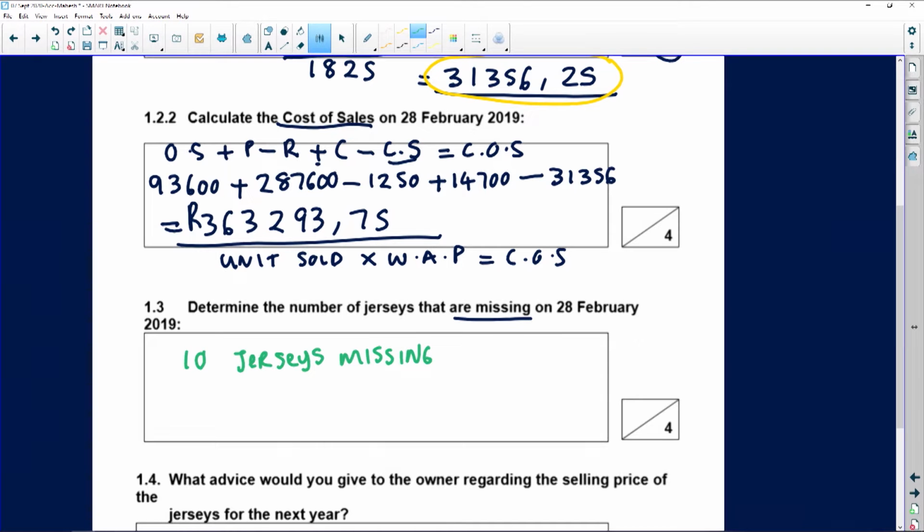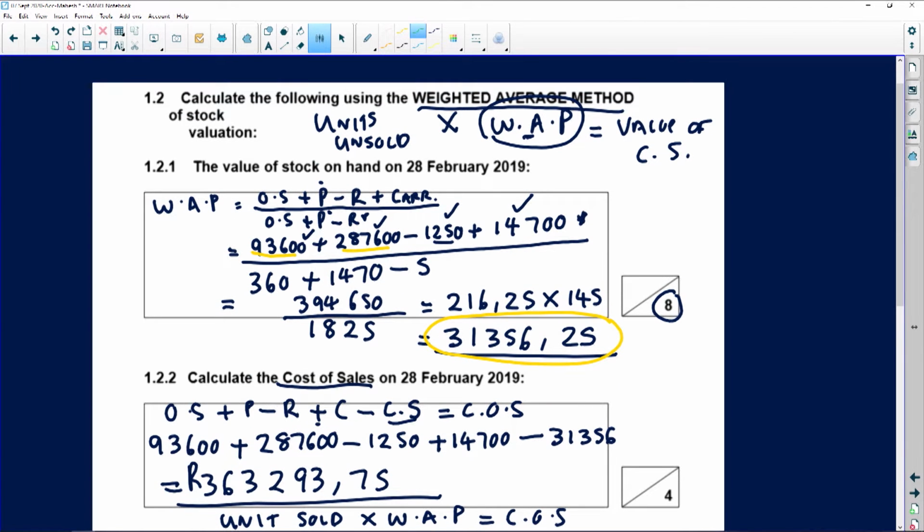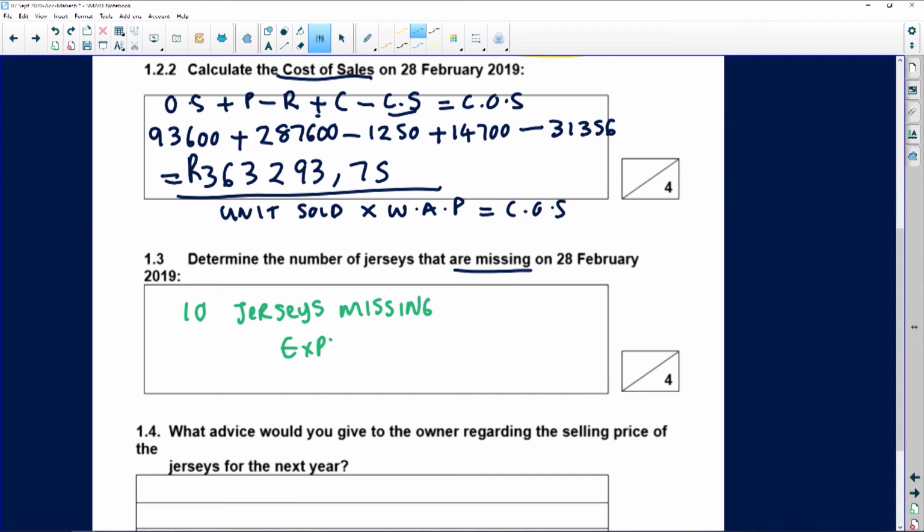Right, now highly unlikely they would ask you to calculate the trading stock deficit because this is the periodic system. But in the event of them asking you to calculate the value of your stock that went missing, all you're doing is taking the 10 jerseys, and if you're using the weighted average method, you will then multiply it by the weighted average price. Okay, so if you take the 10 jerseys times 216 Rand, 25 cents, that would give you the value of your trading stock deficit, which is obviously an expense for the business and would be shown in the statement of comprehensive income or in the income statement, as we often refer to it as.